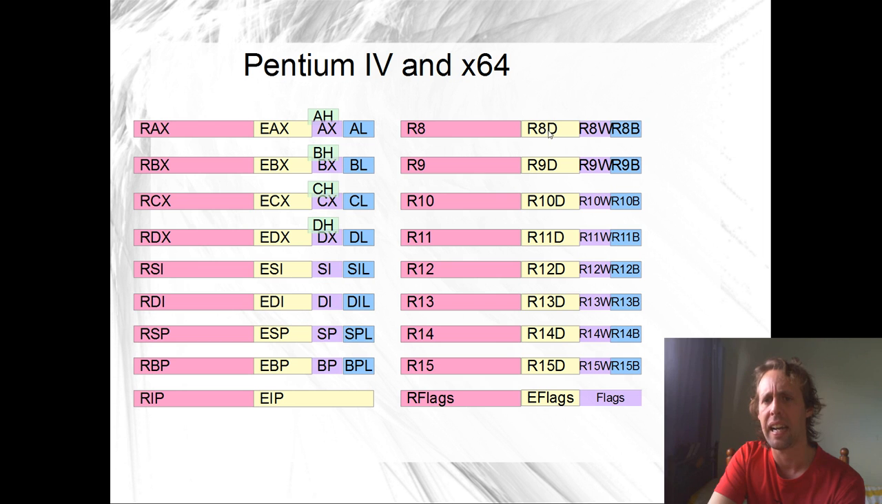I want to mention that R8D stands for R8 D word, or double word. Yeah, 32 bits is a D word, a double word. And R8W means R8 word, or the lowest word of R8. Yeah, word is 16 bits. And then, of course, R8B stands for R8 byte, the lowest byte.